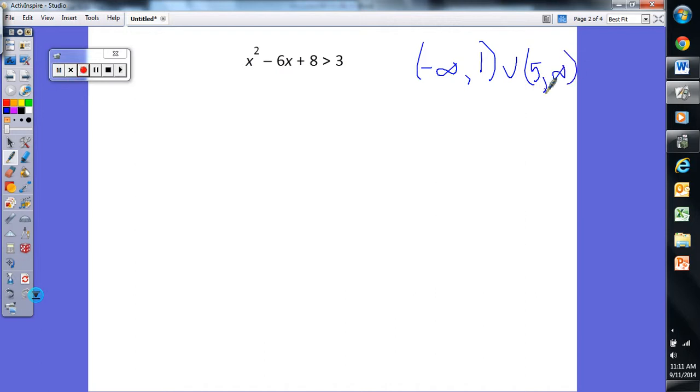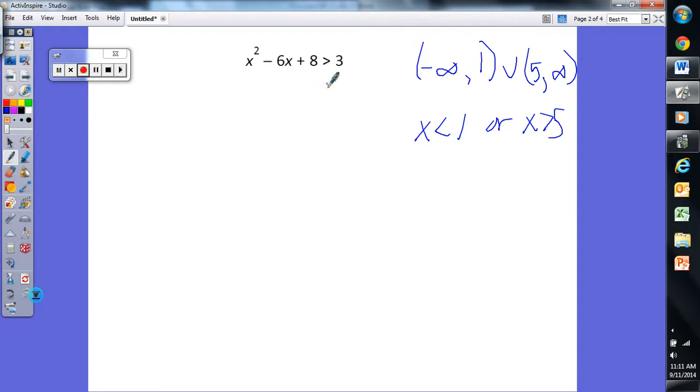Now, if you're not familiar with this notation, we're going to talk about it. It also can be written as x is less than 1 or x is greater than 5. Hopefully that makes sense to you. Well, that's all well and good that we can do it on the calculator, but what if this was something that we needed to do without a calculator?